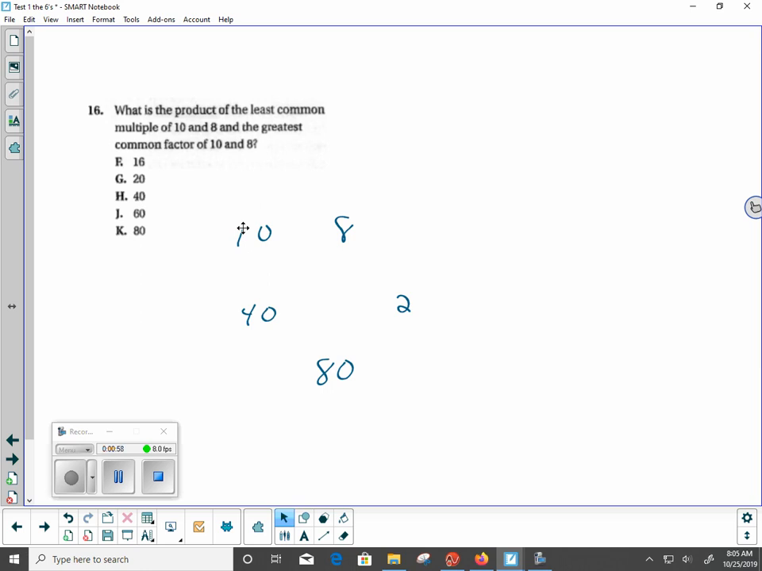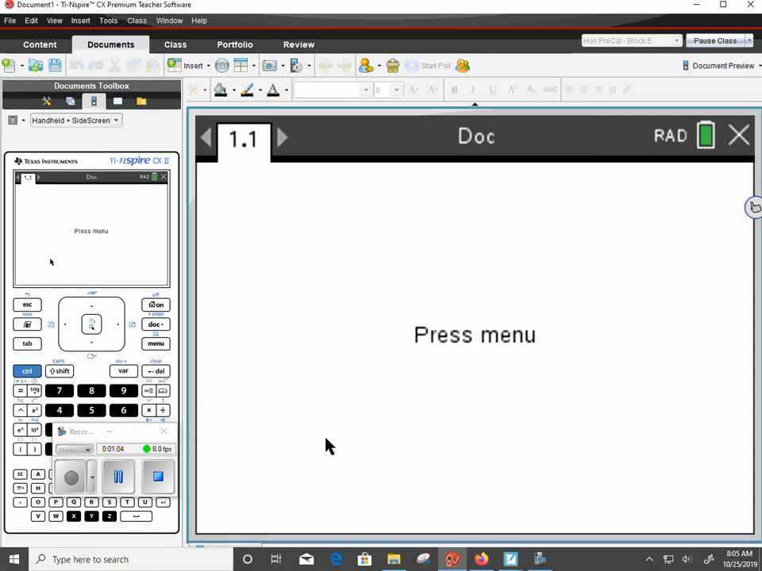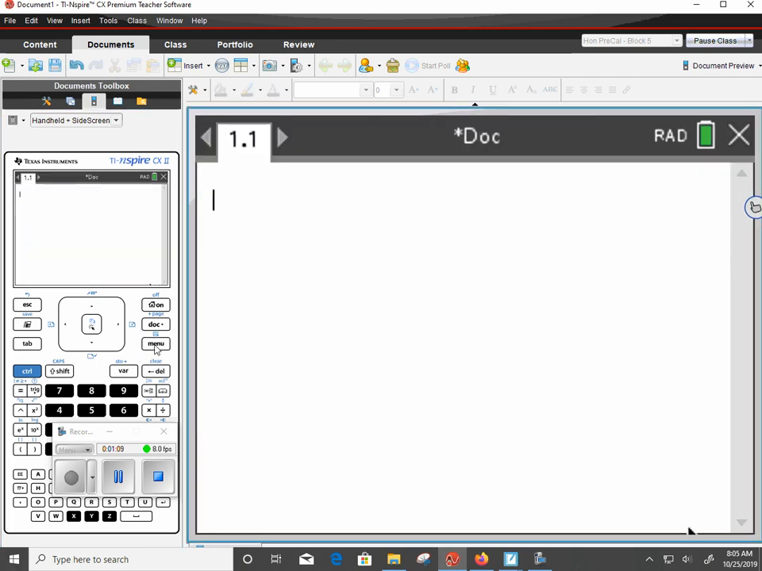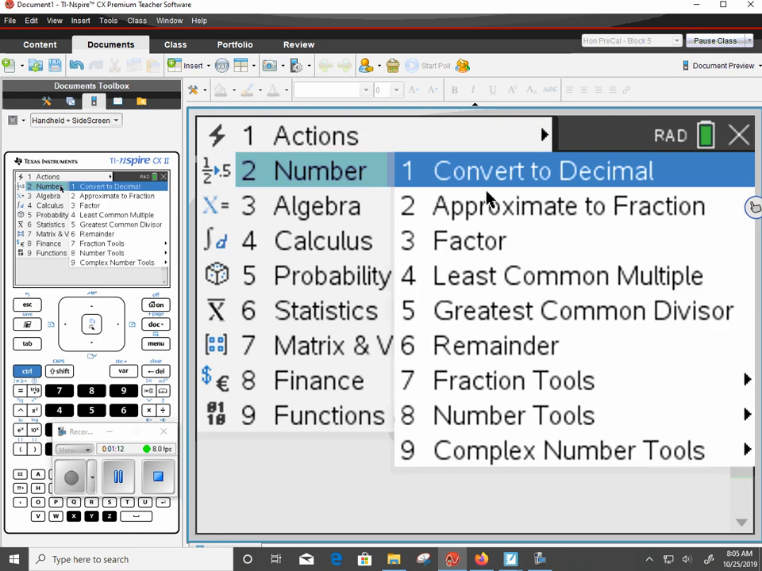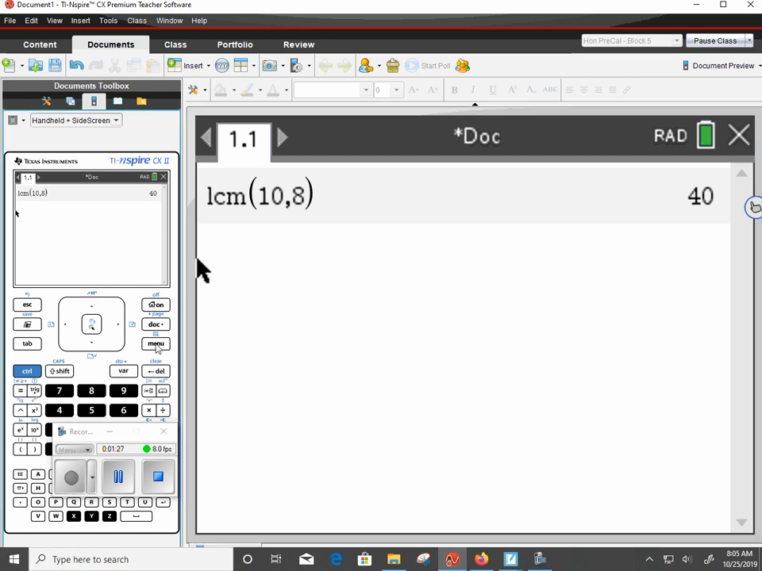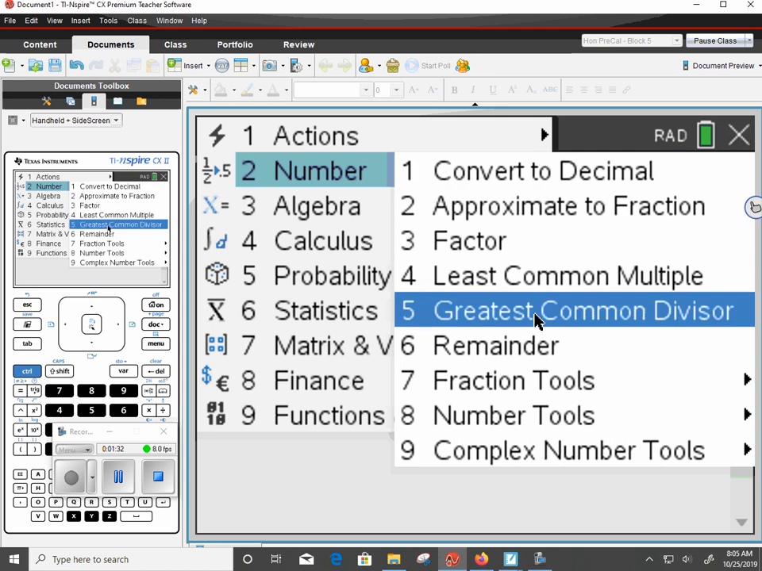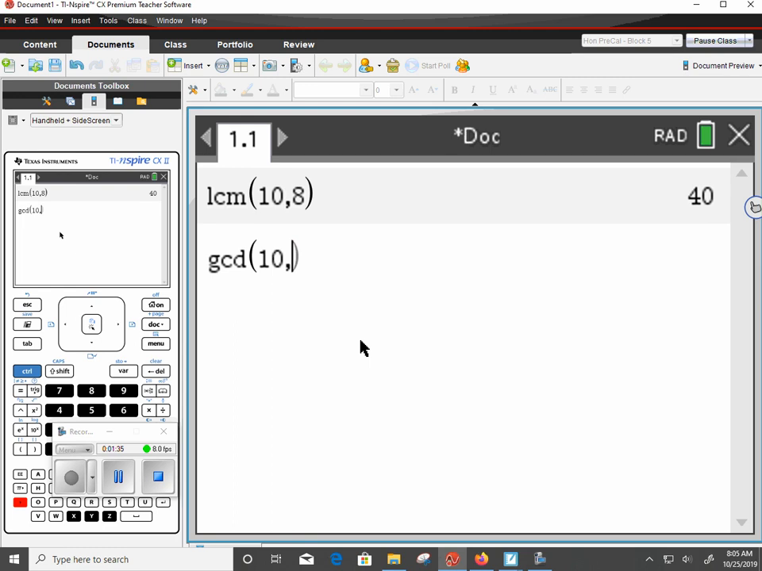GCF. So if you take your calculator, I'm on a calculating page. I'm going to hit menu, number, and then see how I have least common multiple. I'm going to type that, hit 10, comma, 8, and I get 40. And then I'm going to do the same thing. I'm going to hit menu, number, and then it says greatest common divisor instead of greatest common factor. And I'm going to do the same thing, 10, comma 8, and I get 2. Multiply those two together.